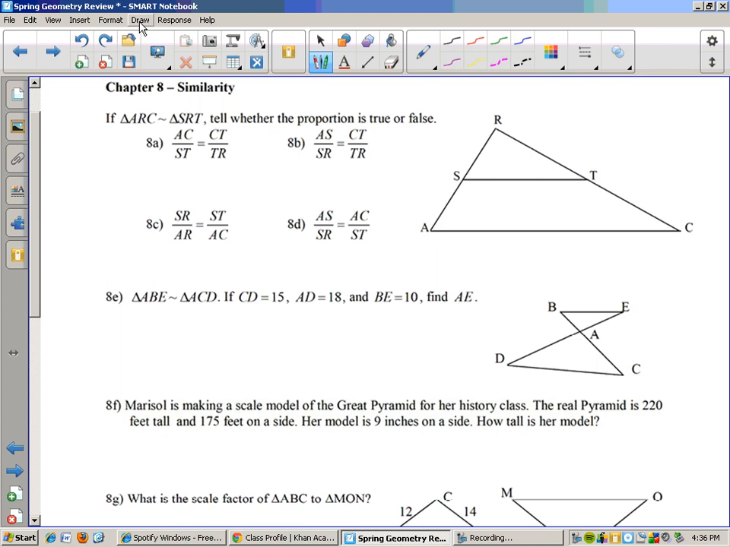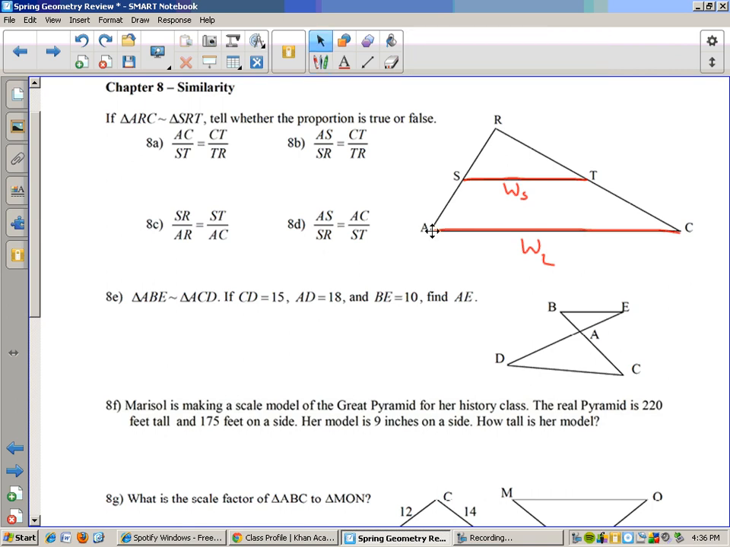Let's start with AC. So number 8A, I got AC, which is the whole length of the large triangle, to ST, which is the whole length of the small triangle. Okay? So I'm going to be talking about parts and wholes, and I may talk about triangle A, triangle B, or the large triangle and the small triangle, whichever way it's just easiest to figure it out for that one.